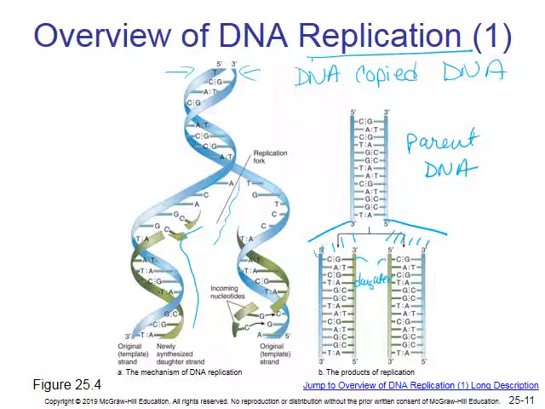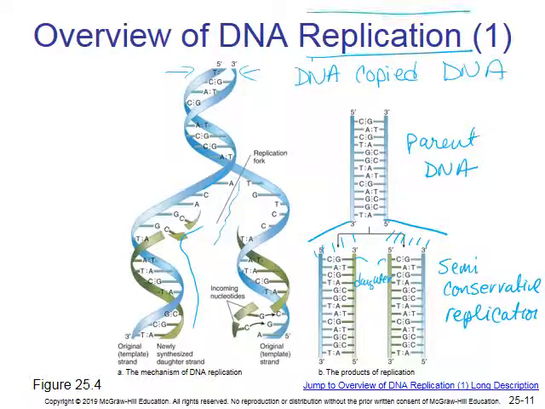What's interesting about this is we call this semi-conservative replication. So replication is the process, semi-conservative is the mechanism, the way in which we do DNA replication. What's nice about this is that the parent strand always serves as a template for the newly created strand.